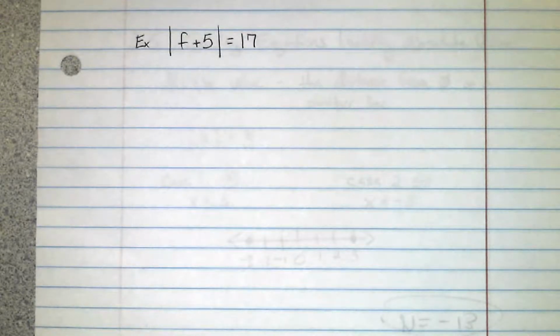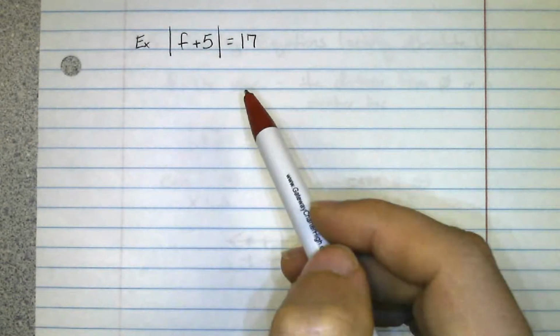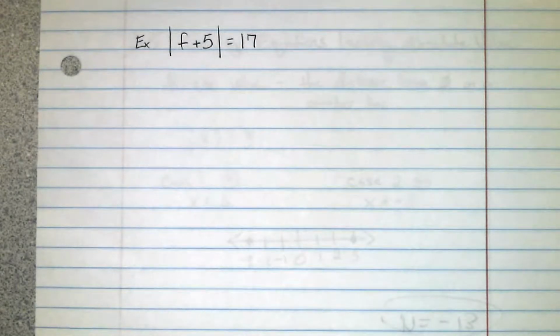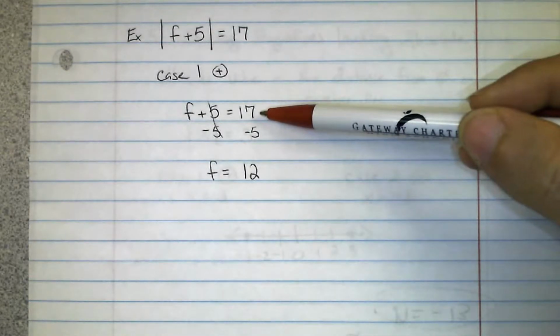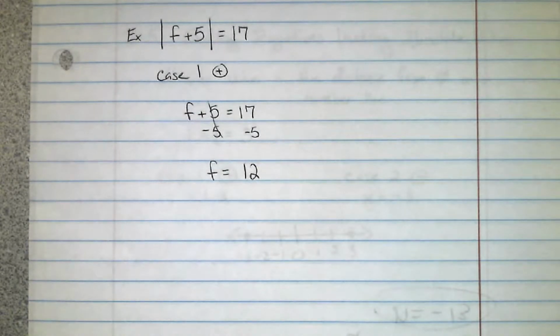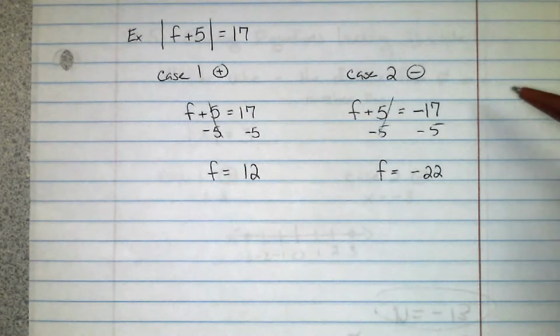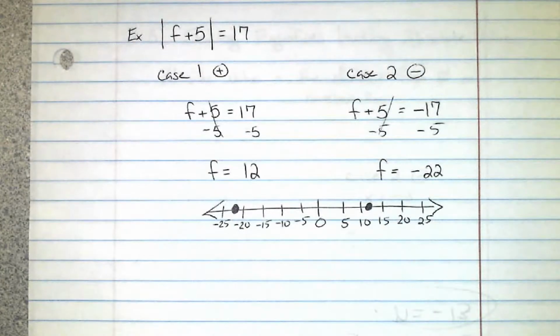Here, the absolute value of f plus 5 is equal to 17. So we know there's two possibilities. What's in here could equal positive 17 or negative 17. We're going to solve for both solutions. There's our solution if it was positive. Now let's take a look if it's negative. And if it was negative, the value of f would be negative 22. Let's graph this. And there's our solution set graphed.